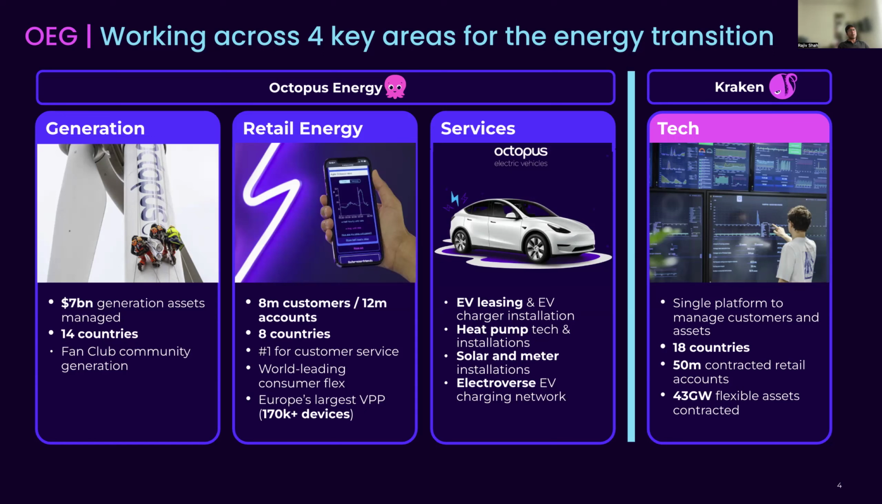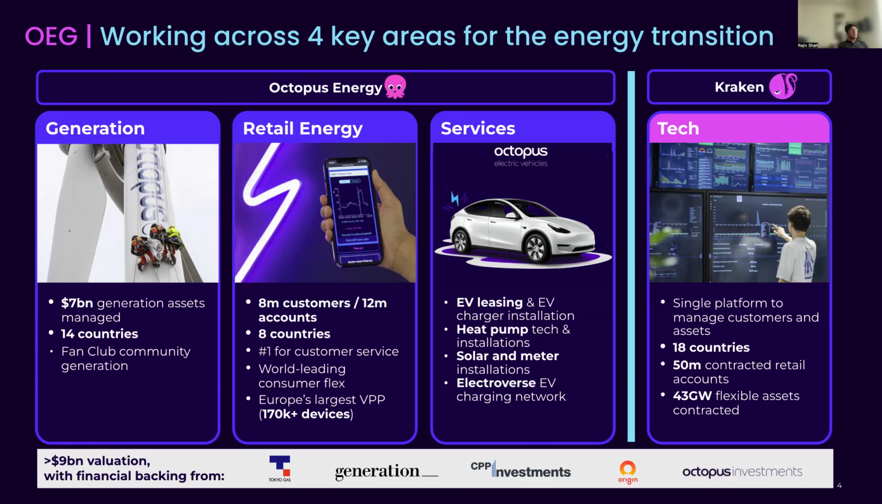And then lastly, kind of the meat and potatoes of what my focus is going to be today is our tech arm, Kraken. It's a single end-to-end platform for managing customers, billing, and assets. It's been deployed to utilities and energy companies in 18 countries with 50 million contracted accounts and 43 gigawatts of flexible assets under management.